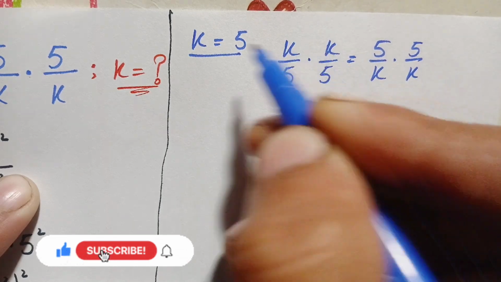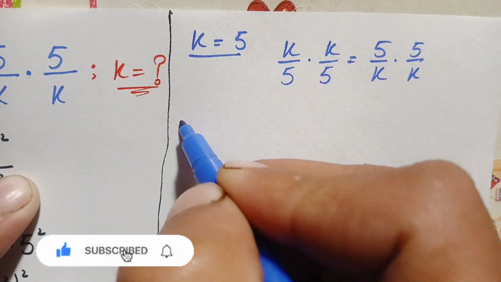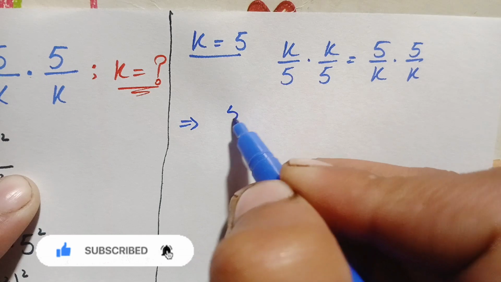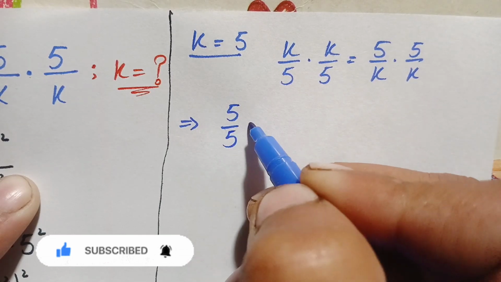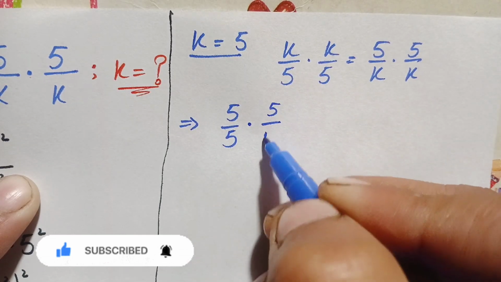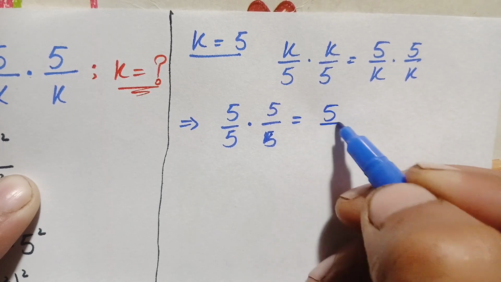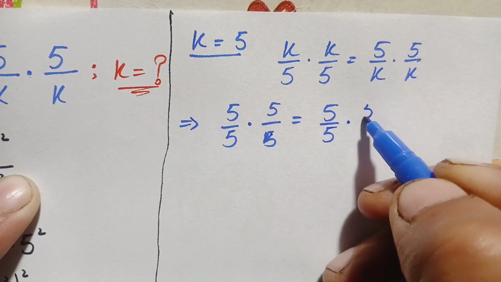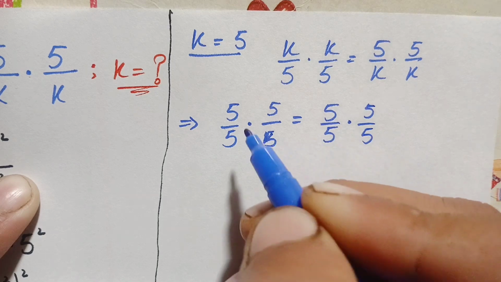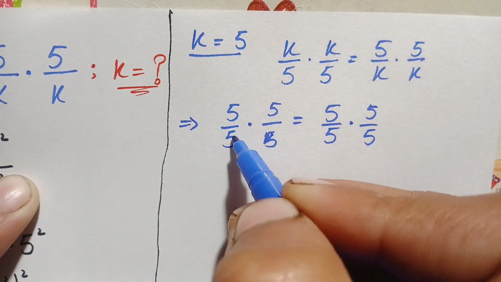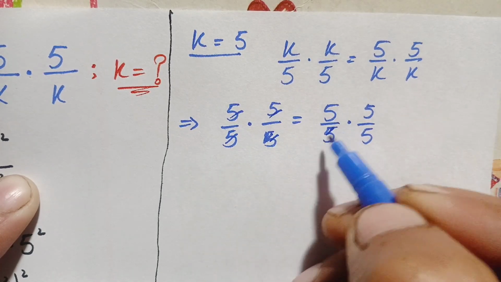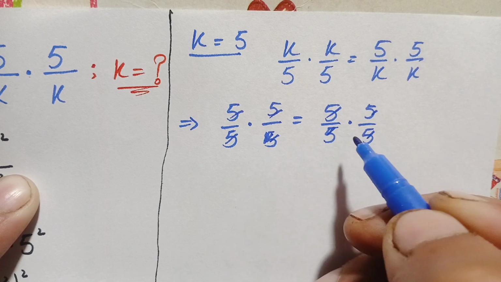Now let us replace k with 5. So this will become, this implies, 5/5 times 5/5 is equal to 5/5 times 5/5. So here we can cancel these numbers with each other. So only one will be left on both sides.